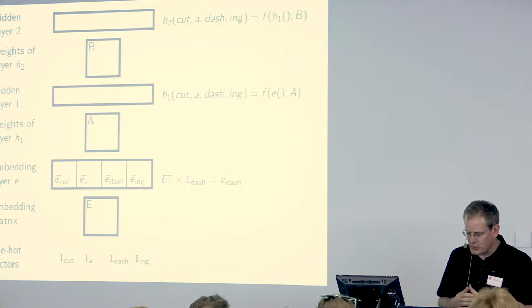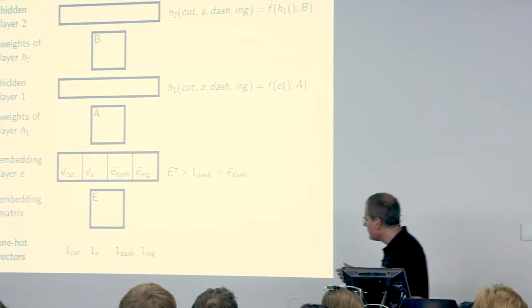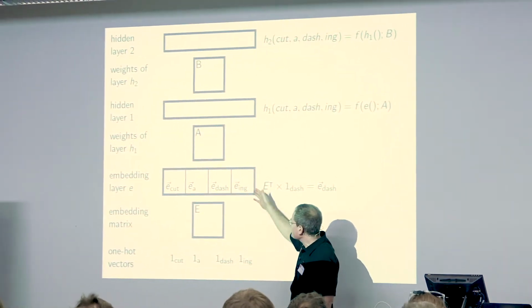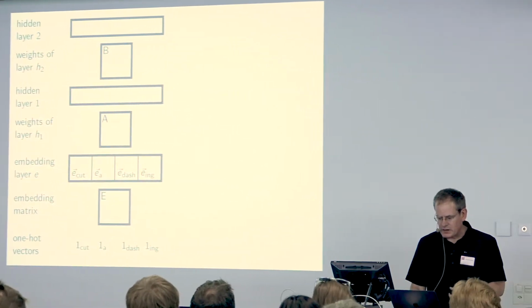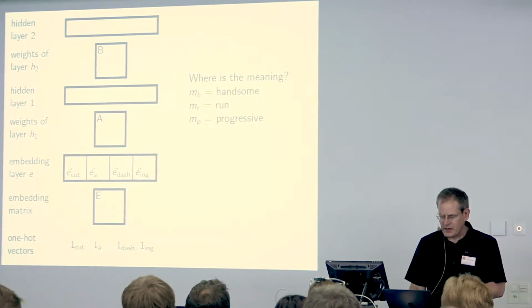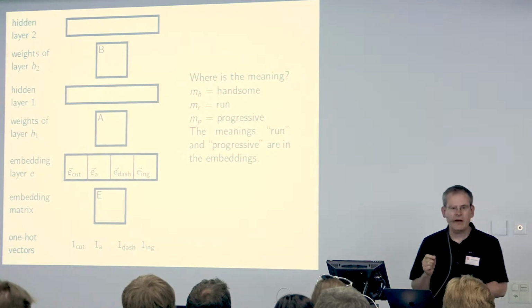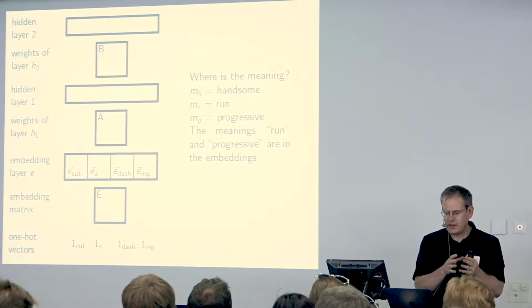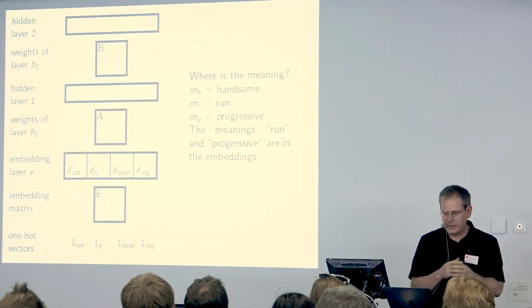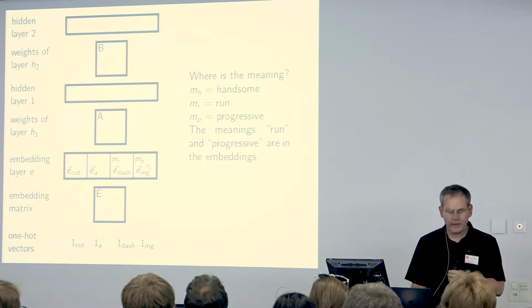So what does our picture look like for this case? It's again the same, except now we have subwords here and subword embeddings here, and then we have our hidden layers again. So where's the meaning here? MH is handsome, MR is run, MP is progressive. The meanings run and progressive are in the embeddings because they are units, and we're going to learn the regular meaning of these elements in normal embedding learning. So they are here. This here is the meaning run of dash, and this is the meaning progressive of ing.